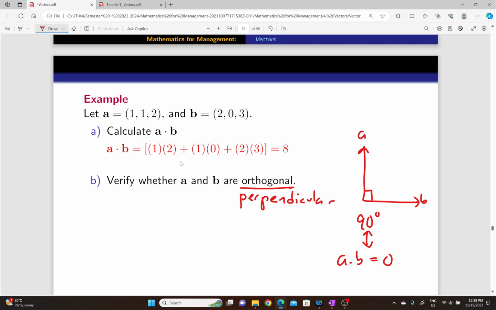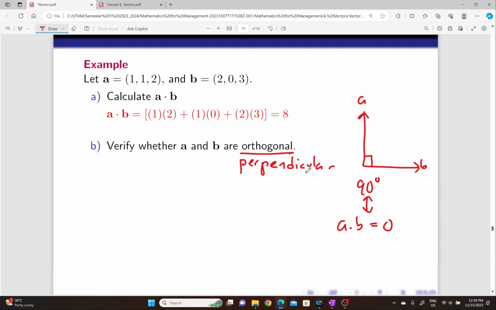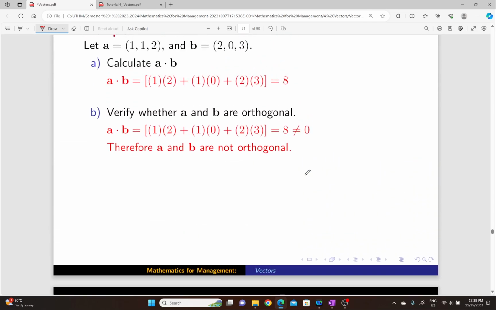Now verify whether A and B are orthogonal or not. Is it 0? No. You can see here, this one is not equal to 0, so therefore it is not orthogonal. It has some other angle, but not 90 degrees. Orthogonal means 90 degrees. Remember that, 90 degrees, which implies A dot B is equal to 0.